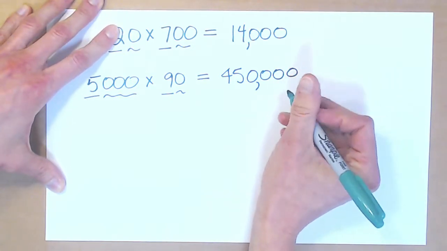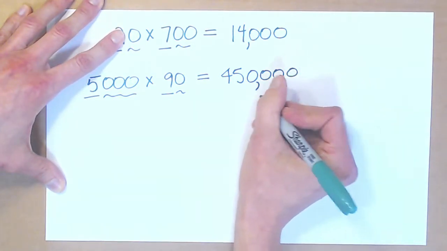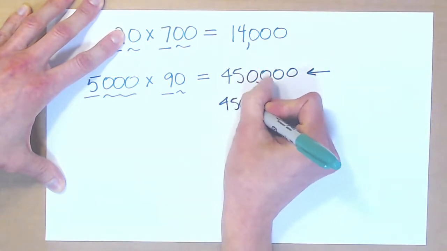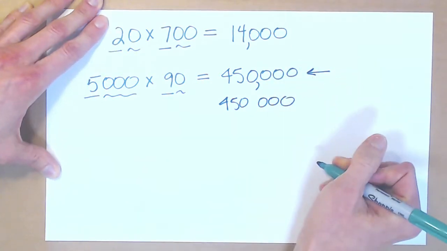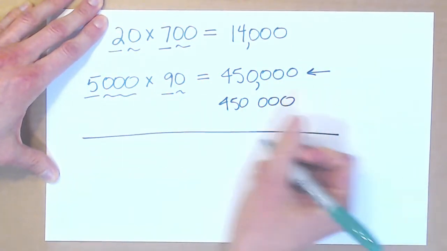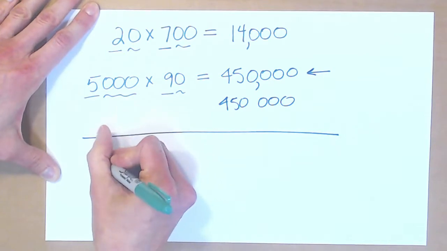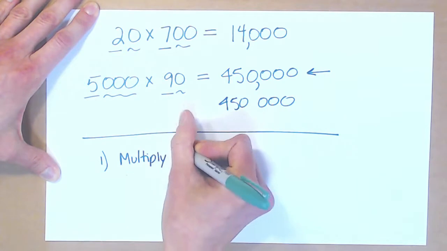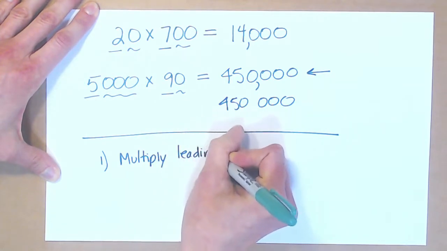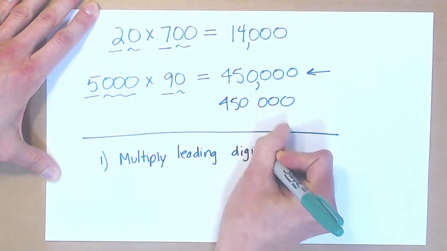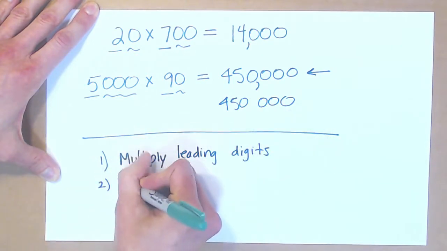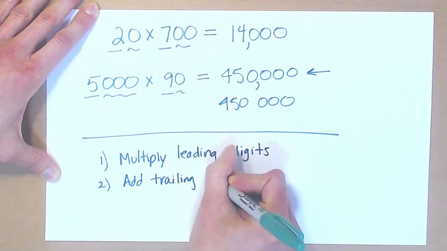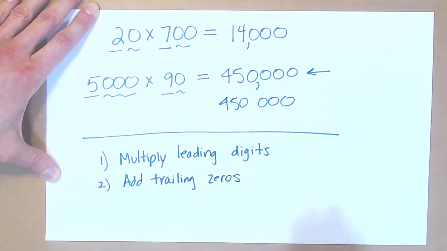When you're taking your sprint, you can enter your answer in this format with the comma, or you can enter your answer without the comma. Either will be correct. So here's your 2 steps for this sprint. 1, multiply leading digits and 2, add trailing zeros. It's that simple. Good luck.